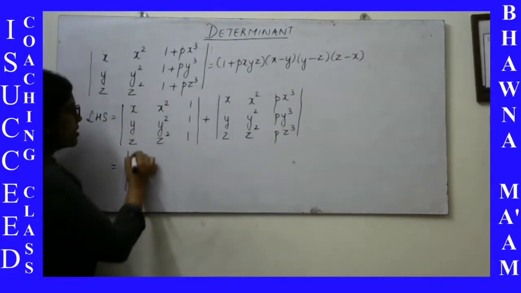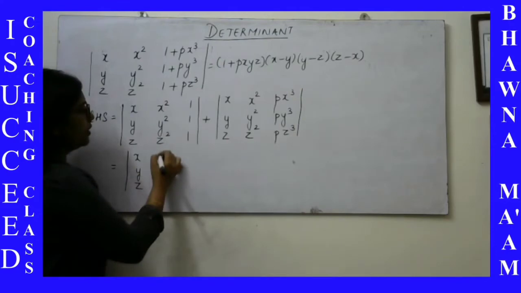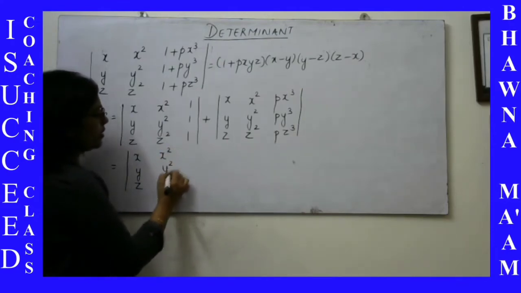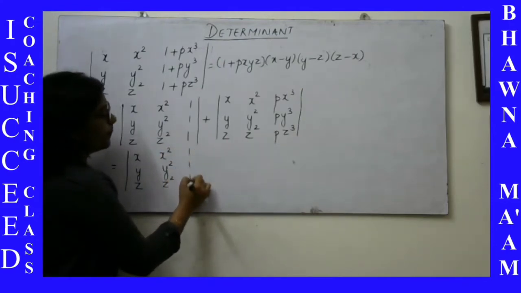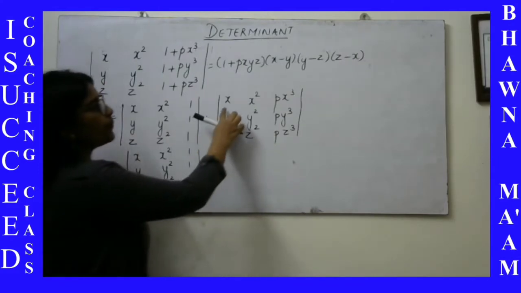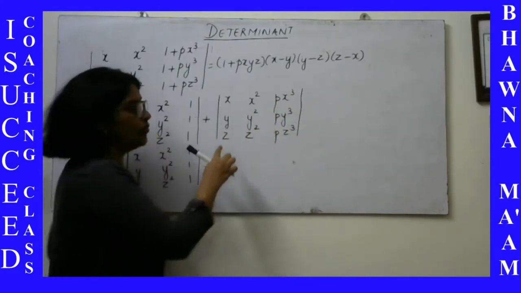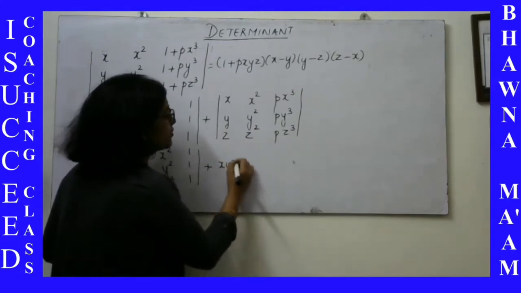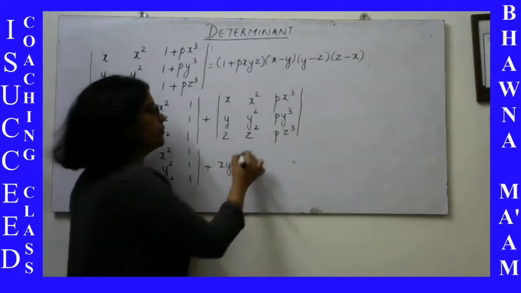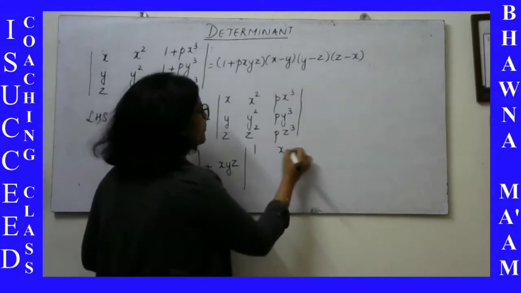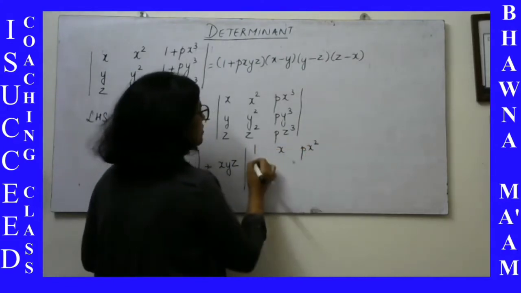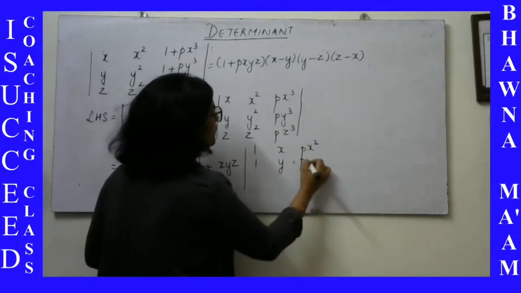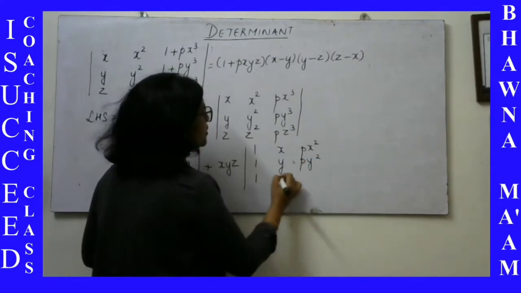So we'll leave this as it is for the time being, and let's see what we can do with the second determinant. As you can see, x is common from the first row, y from the second, and z from the third. So I have x, y, z common from the first row. I have x common, second y, and third we have z common.